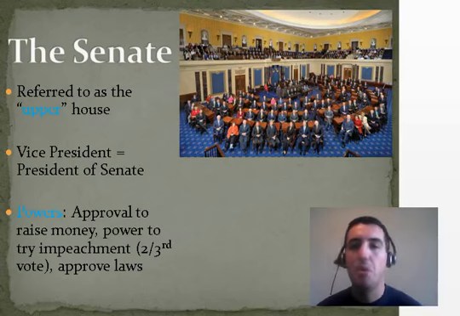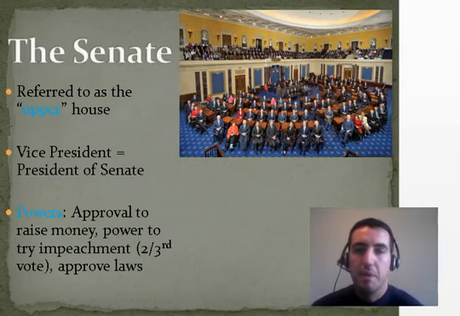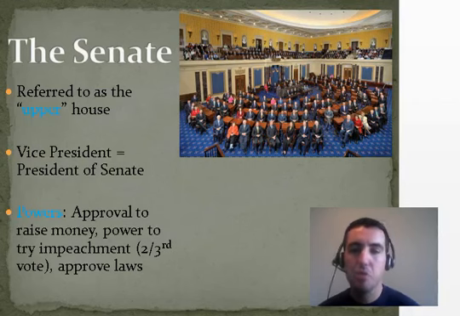So the Senate's the smaller one. That's the one where every state gets 2 votes. It's referred to as the upper house. The vice president of the United States is the person that's supposed to be in charge of the Senate. And what do they do? They get to figure out how to raise money, they can impeach the president, and they approve laws.